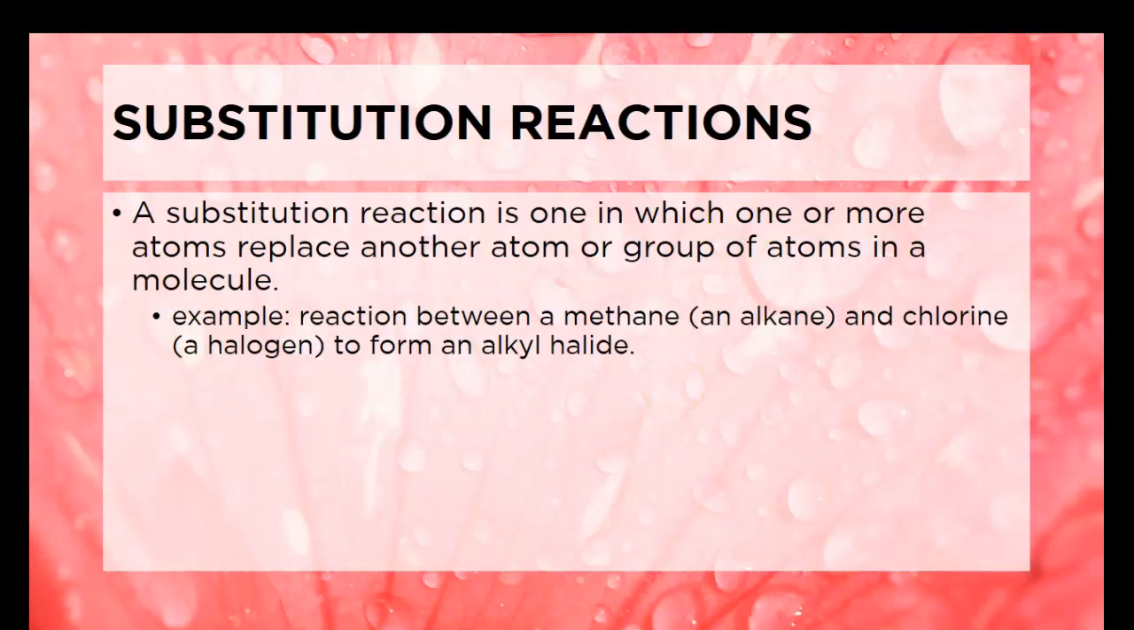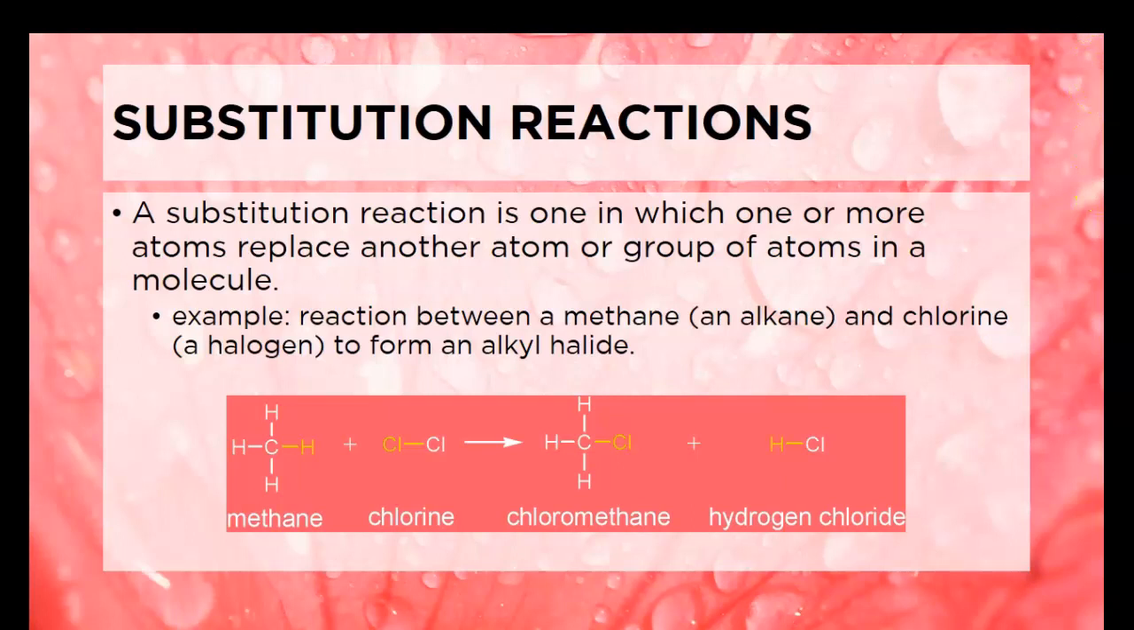So first off, the substitution reaction is one where, just like if you ever learned genetic mutations, same idea where one atom replaces another atom or a group of atoms. So you might have a reaction between a methane, which is an alkane, and a chlorine, which is a halogen, to form an alkyl halide.